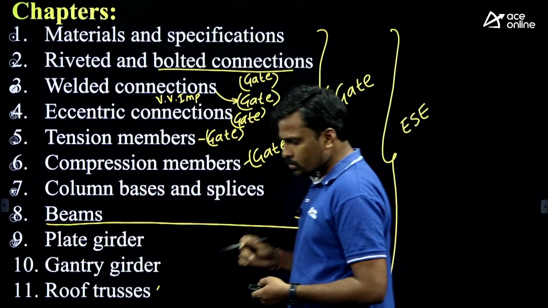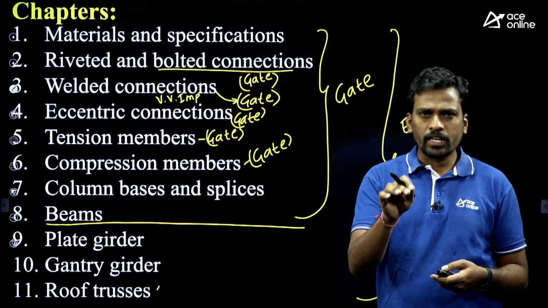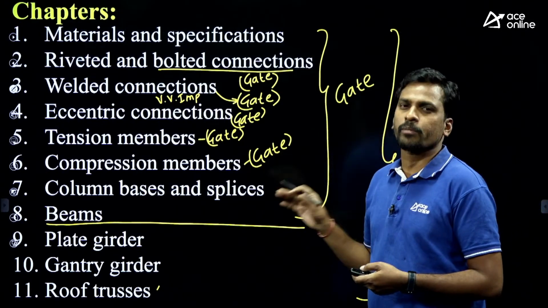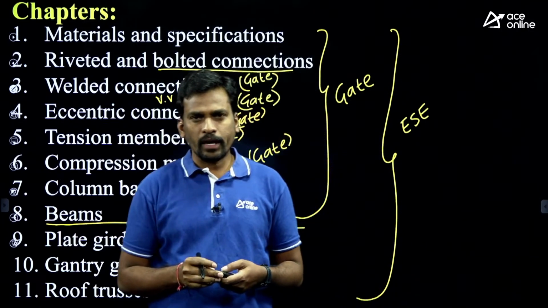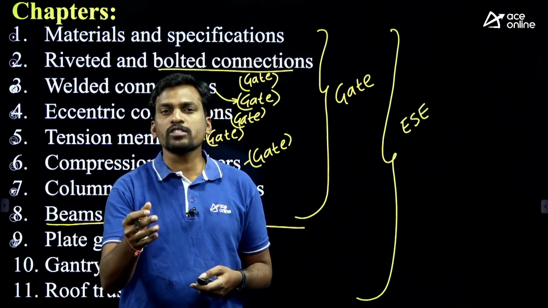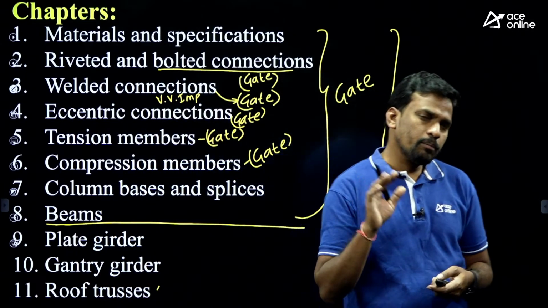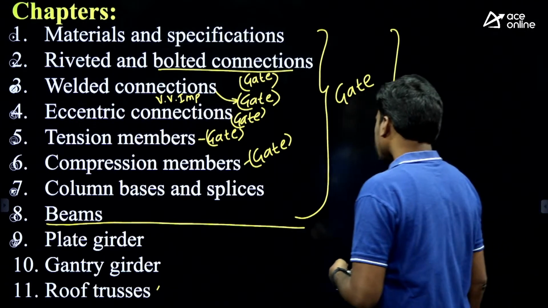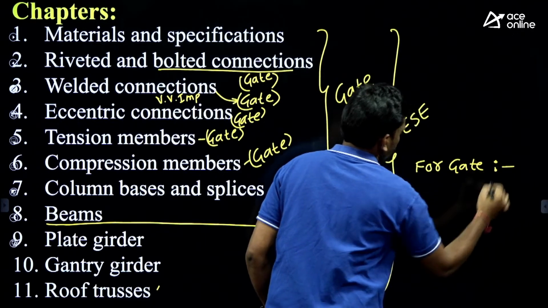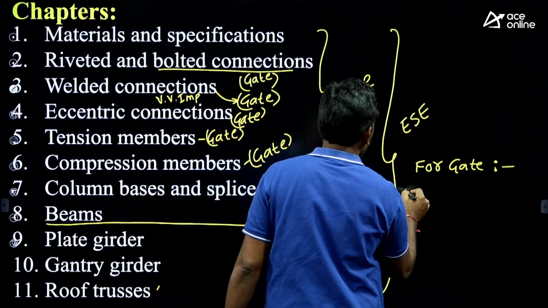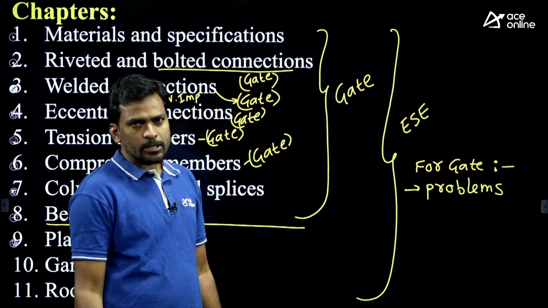Students who are exclusively preparing for GATE, don't touch any theory concepts. There is less possibility of theory questions in the GATE exam from this subject. Only numerical questions will be asked. So first solve the numerical questions, and second, codal provisions. I have given the specifications; just concentrate on specifications, but don't touch any theory part. It's not required for GATE people. For GATE, only numerical questions, that is, only problems. Practice only problems and specifications.